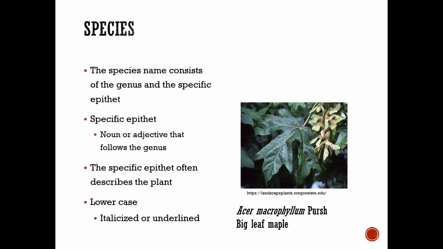Species. The species name consists of the genus and the specific epithet. The specific epithet is a noun or adjective that follows the genus. It often describes the plant, but not always. It's lowercase, italicized, or underlined. So Acer macrophyllum is big leaf maple. Macro is big, phyllum is leaf. So there you have a very descriptive specific epithet.